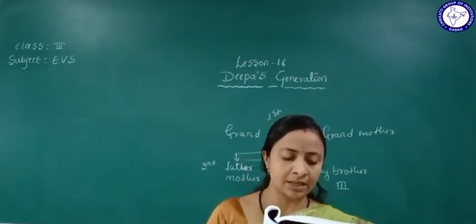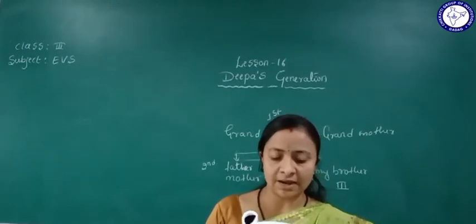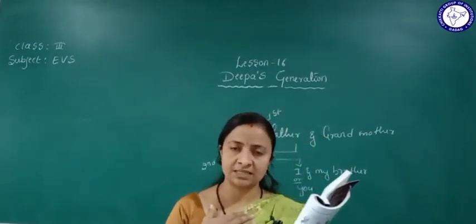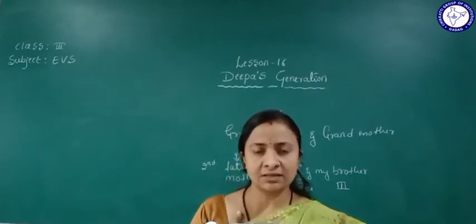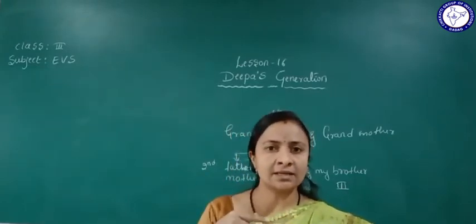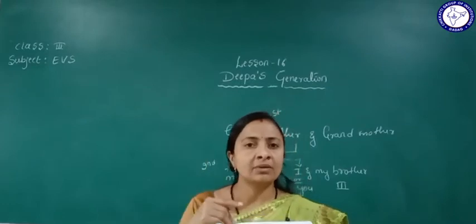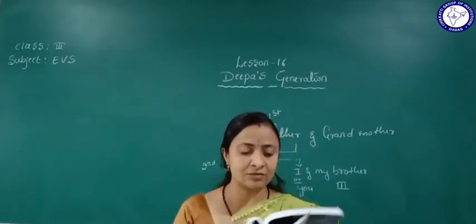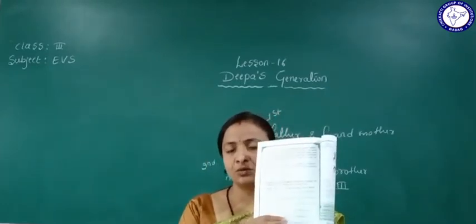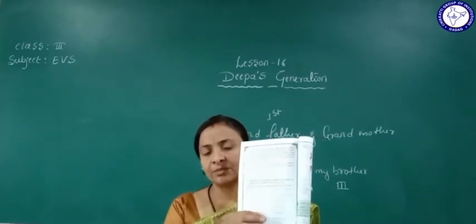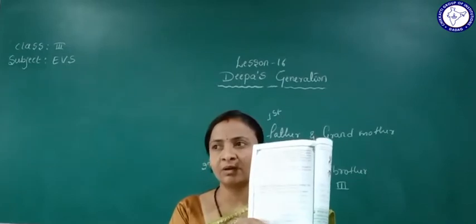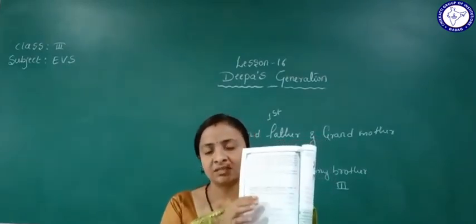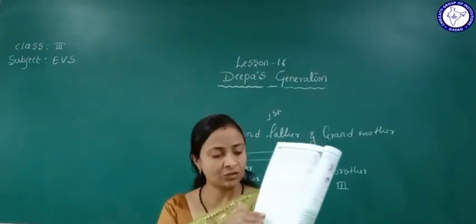For example, the color of my skin and my father's skin is the same. And my hair looks the same as my mother's hair. You can mention it like this here. Whom you resemble, meaning looking the same, the characteristics and similarities, write them down here.